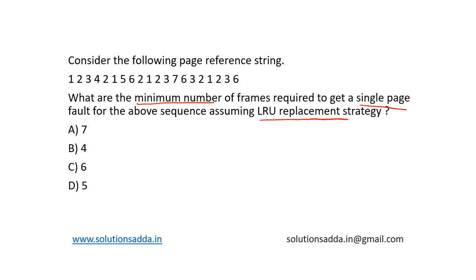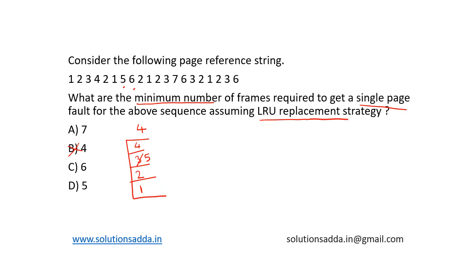Now going by the options, we'll test with option number 4, that is 4 frames. 1, 2, 3, and 4. So 1 is placed here, 2, 3, 4. And again we go for page number 2, so it is already here. Page number 1, it is already here. Now page number 5 causes a page fault. So we have to replace one page among the 4 to put 5. 1 is recently used, 2 is recently used, 4 is recently used. So 3 is the least recently used. So we replace 3 with 5. Then again, page 6 causes a page fault. So we stop here because we required only one single page fault. So option C is not the correct answer.